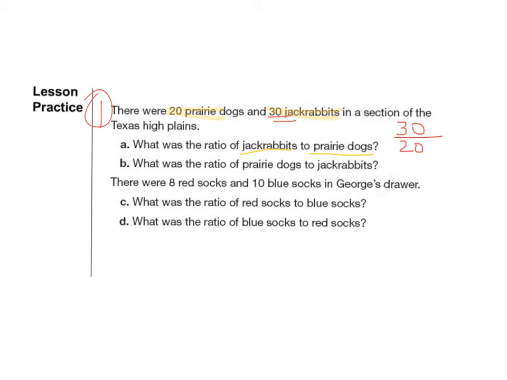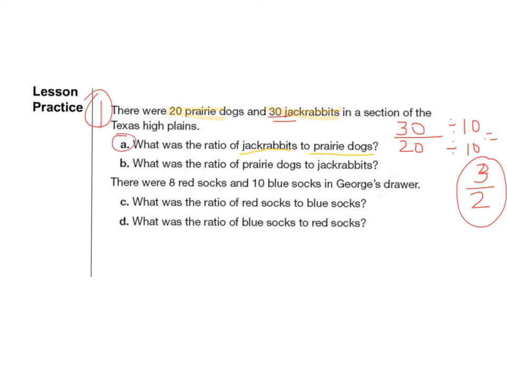These are both multiples of 10. So I'm going to simplify this pretty easily by dividing them both by 10, which equals an answer of 3 to 2. And I ran out of space, so I'll write it here. Oops, 3 jackrabbits for every 2 prairie dogs. That's my final answer for letter A.